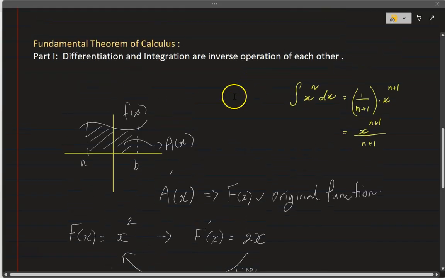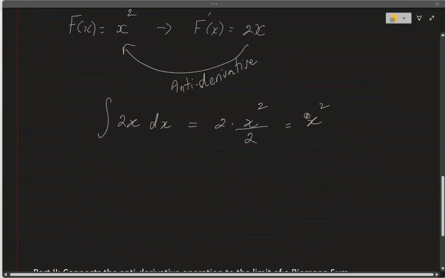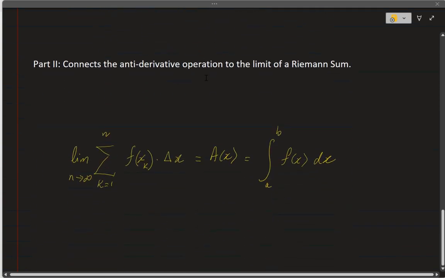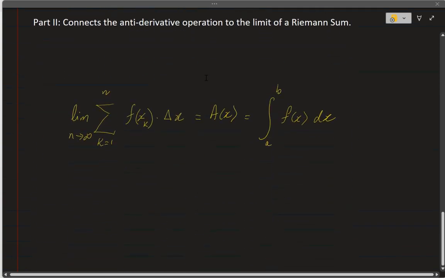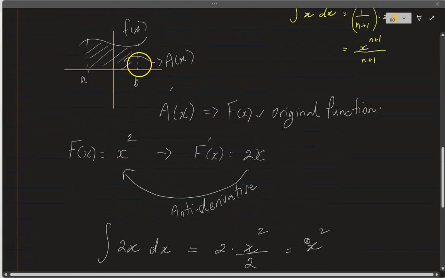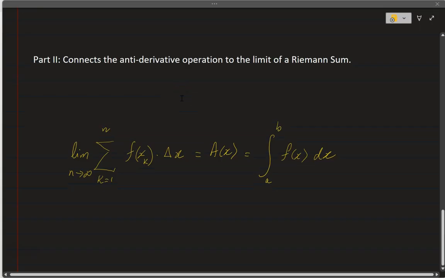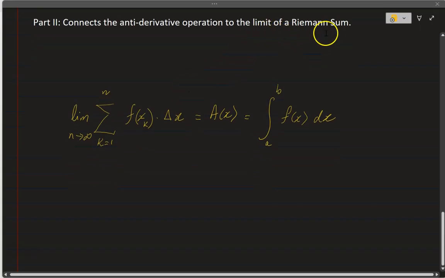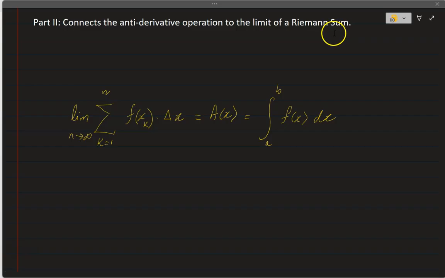Simple as that. That is the first part of the fundamental theorem of calculus. The second part is very easy. It's basically saying that the area under the curve is originally derived by the limit of the Riemann sum that we talked about in the last lesson and the lesson before that. I'm going to put a card or leave it in the description below so they can review that.